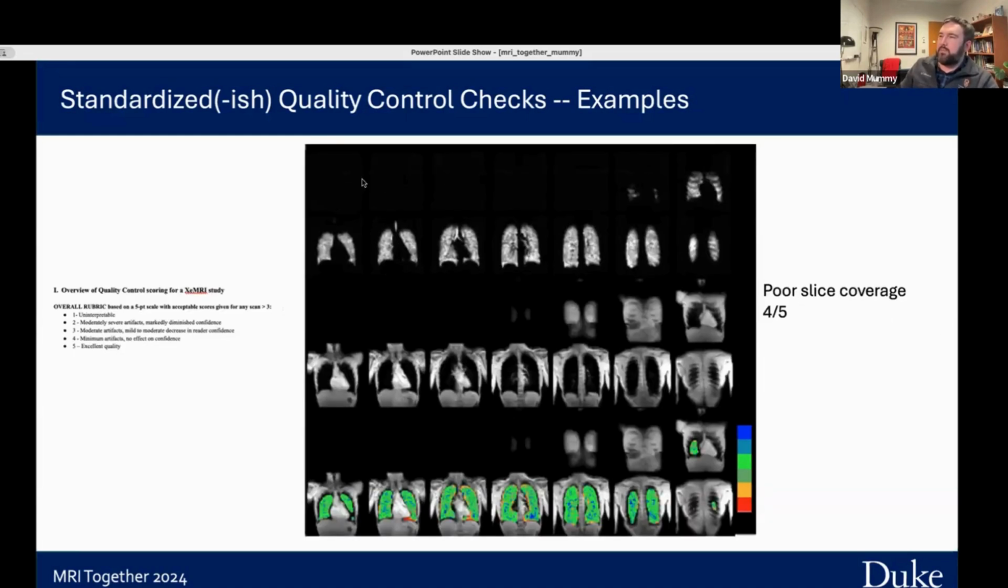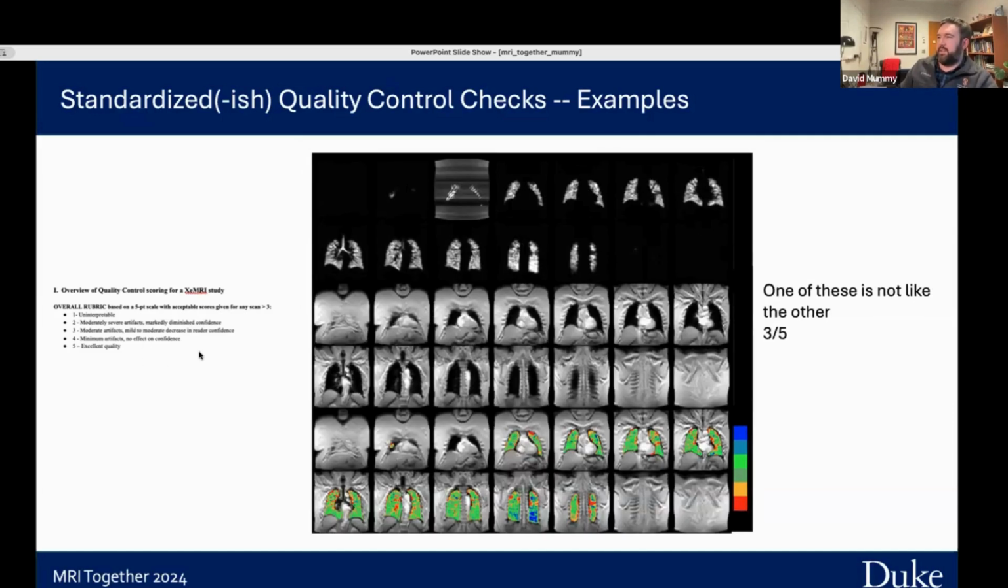Here's one that's pretty good, but you can see they left some field of view on the table. So we could have maybe made our slices a little bit thinner and picked up more detail rather than just wasting these slices. So they got dinged a little bit. It's not an artifact, but could have been a little better. And then here's one where, see if you can spot the difference. There was clearly some kind of RF interference or something in this one slice. And so this got dinged down to a 3. Moderate artifacts, mild decrease in confidence, but the rest of it is fine.